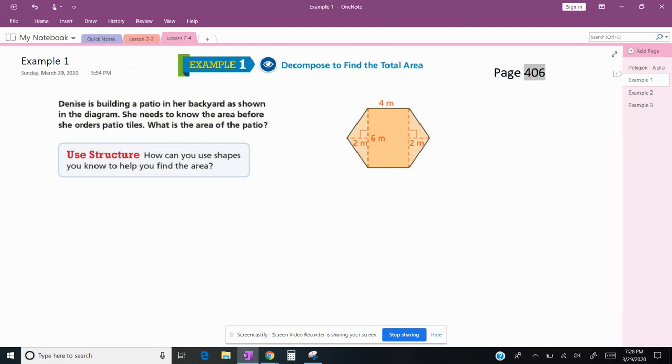Here, if you look at page 406 in your book, if you want to follow along, it says, Denise is building a patio in her backyard as shown in the diagram. She needs to know the area before she orders patio tiles. What is the area of the patio?